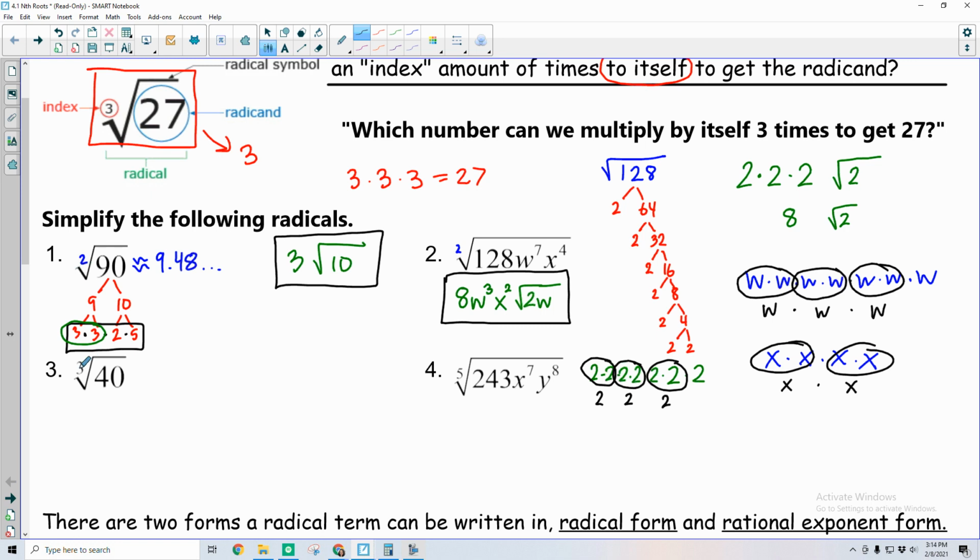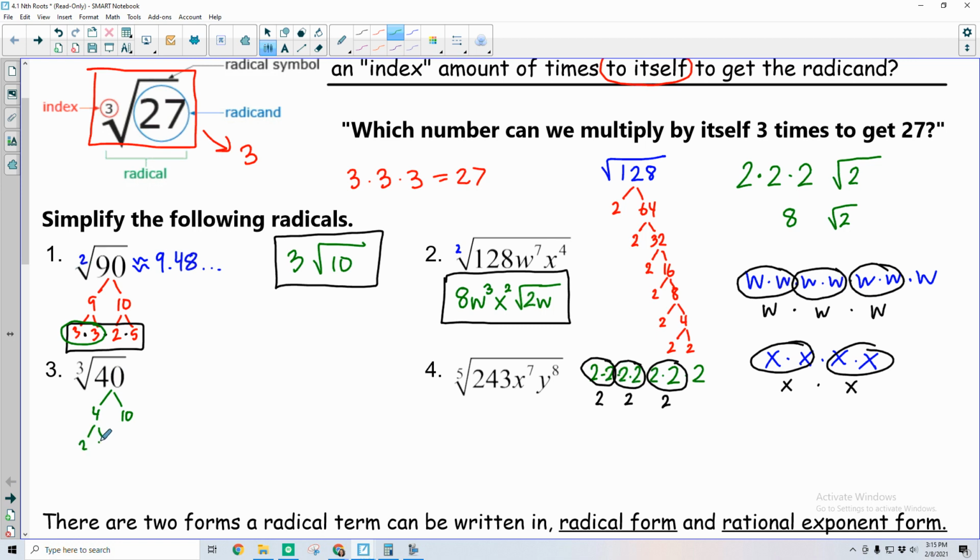Okay, so for number 3, now my index is 3. I'll worry about that in just a second, but first I'll start off by thinking of numbers that multiply to make 40. So maybe you might have thought of 4 and 10. Maybe if you thought of 8 and 5, that's totally fine, okay? Because at the end, you should end up with the same prime factors that are unique to 40.